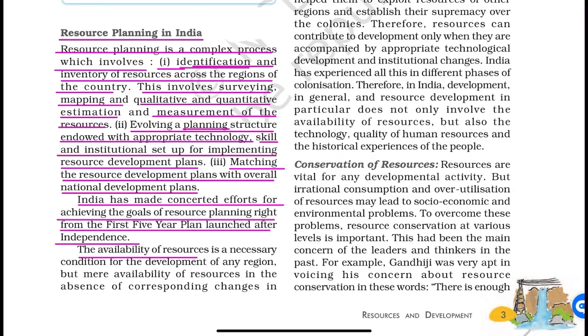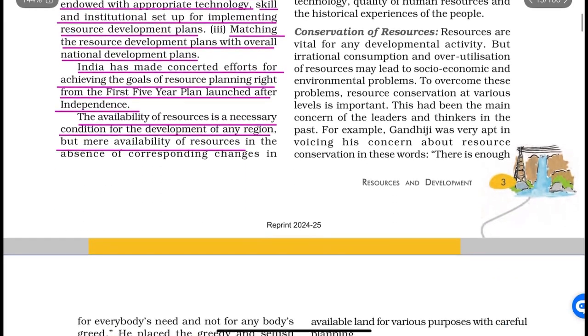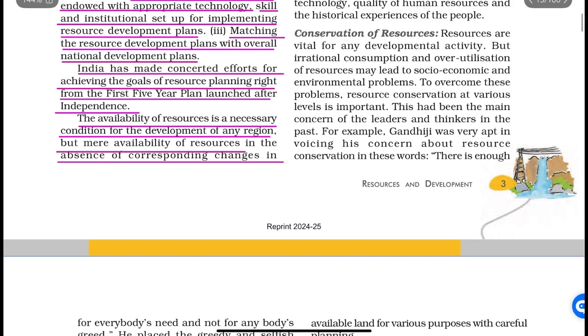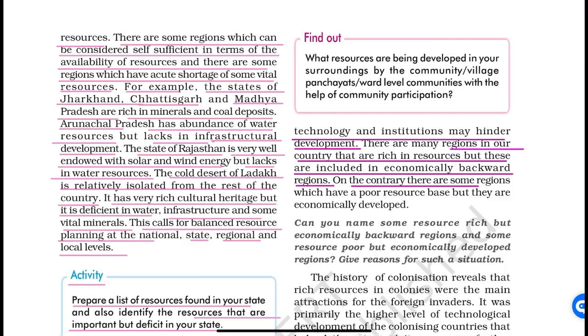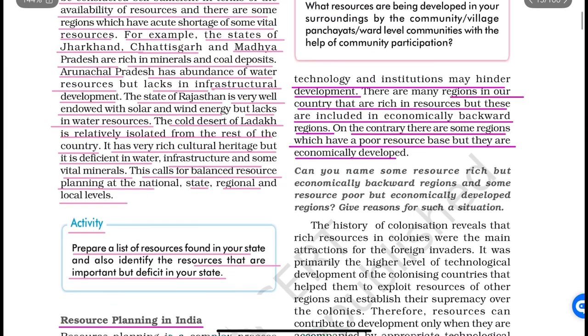The availability of resources is a necessary condition for the development of any region, but mere availability of resources in the absence of corresponding changes in technology and institutions may hinder development. There are many regions in our country that are rich in resources, but these are included in economically backward regions. On the contrary, there are some regions which have poor resource base, but they are economically developed.